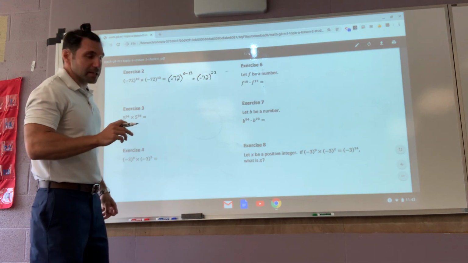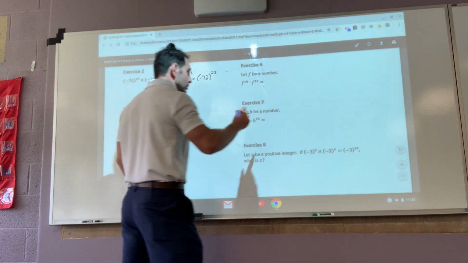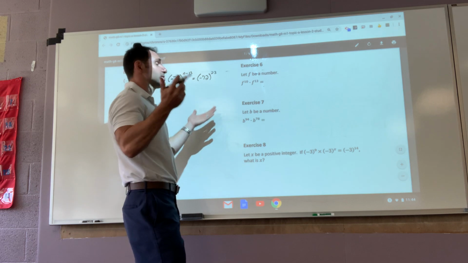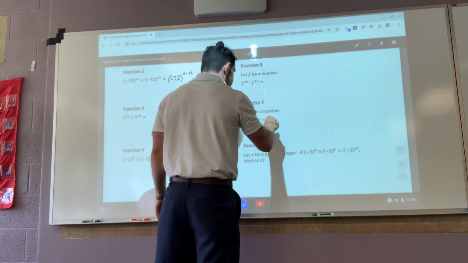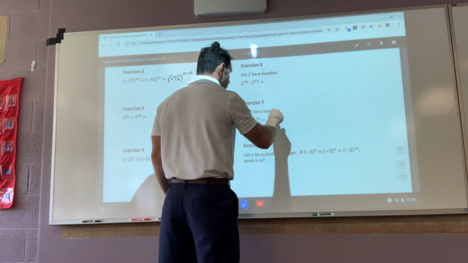Exercise 6. Not exercise 6. Exercise 7. Let b be a number. So we don't know what b is. We know it's a variable. It's going to take the place of a number. We keep b. Then we're doing 94 plus 78.